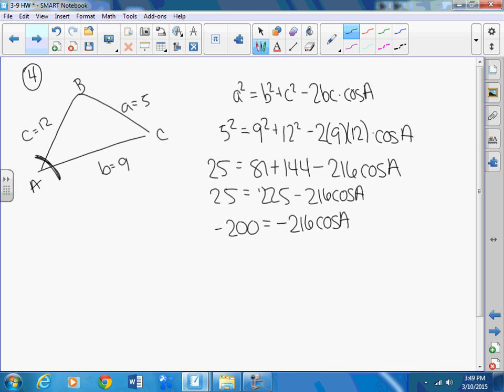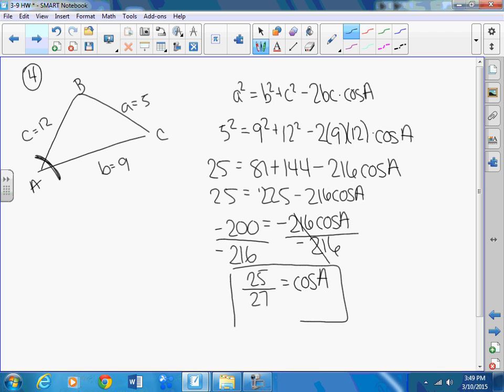I got the cosine of A times some stuff, so I'll divide. Negative 200 divided by negative 216 gives me 25 over 27 when it's simplified. And is that what I wanted to find? Yep. All right, it didn't actually ask me to find angle A, it asked me to find cosine of A, so I'm done.